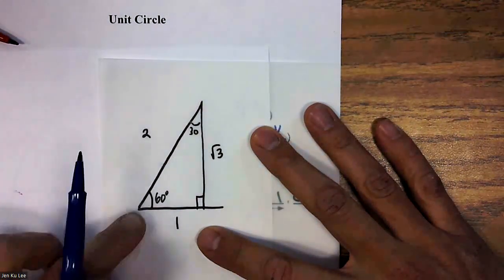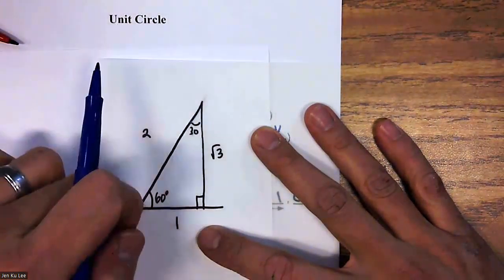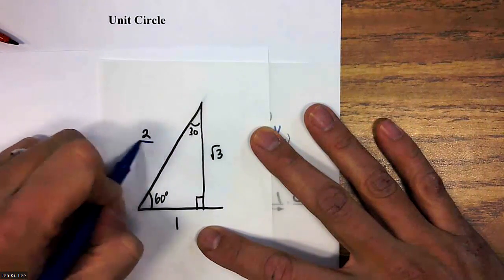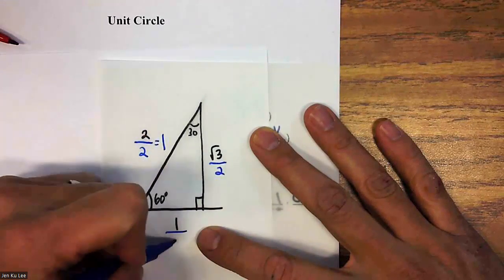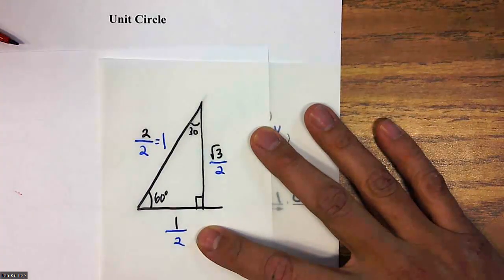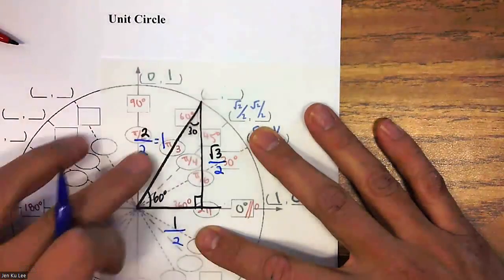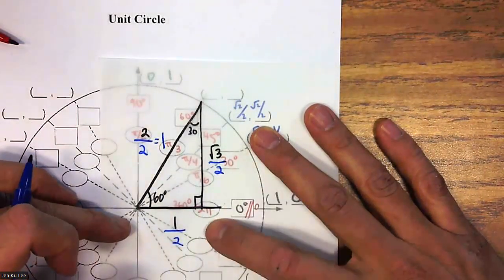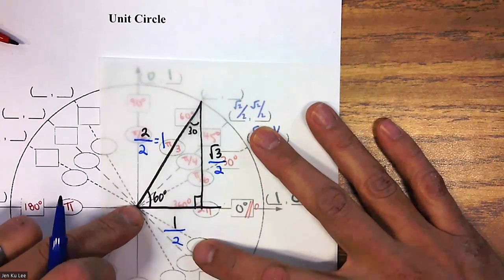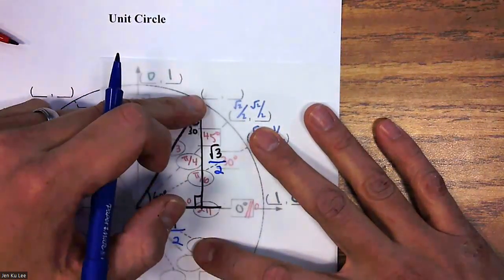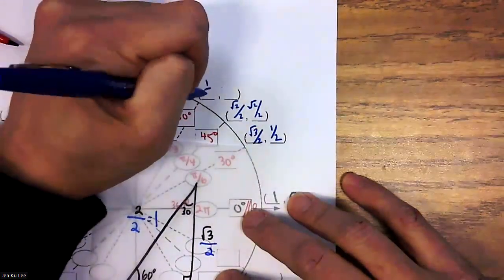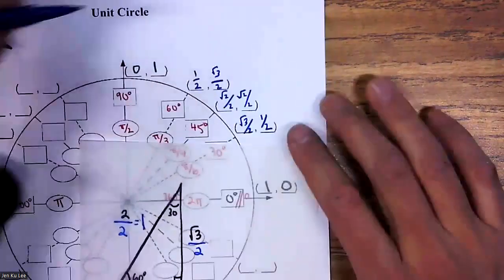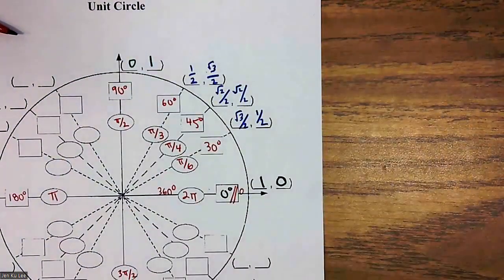Same thing. I know that this is going to be my radius, right? So I'm going to divide it by 2 because my radius equals 1. Divide this by 2, divide this by 2. Okay? So if I look at it from the viewpoint of the unit circle, my coordinate is 1/2, comma square root of 3 over 2. Okay? So this is 1/2, square root of 3 over 2. And that's where we left off last class, right?